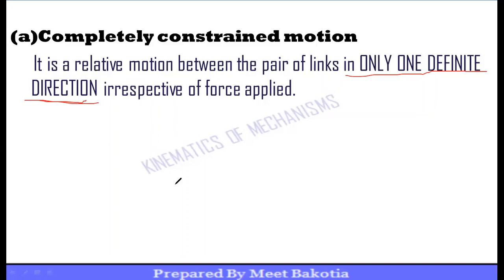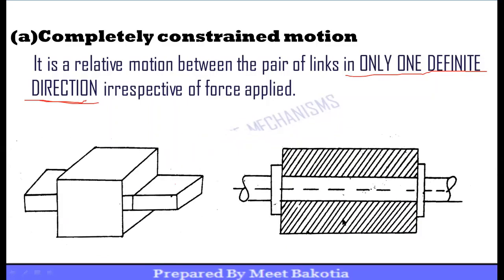Let me explain this with respect to one diagram. This diagram number one is a diagram of a rectangular bar. This is a rectangular bar sliding in a rectangular slot. Now you can see from the figure that this rectangular bar is one link and the rectangular slot is another link. Let me give the rectangular slot as link number one and the rectangular bar as link number 2. They have relative motion in only one direction.